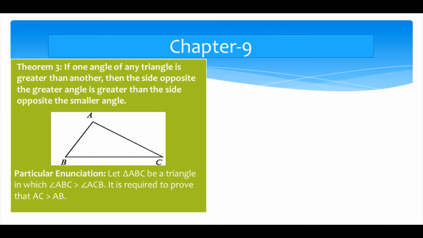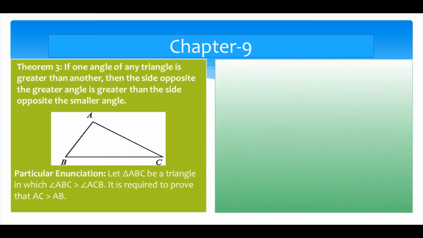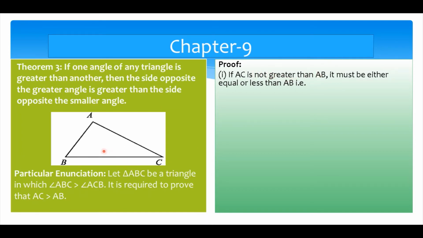Now the proof. This is the proof, and the first step is, if AC is not greater than AB, that means if we think AC is not greater than AB, it must be either equal or less than AB. That means if AC is not greater than AB, it must be either equal or less than AB. That is the thing. AC equals AB or AC less than AB.